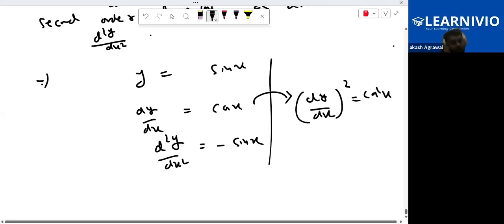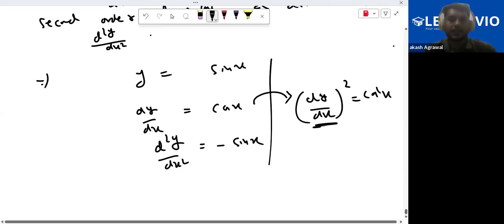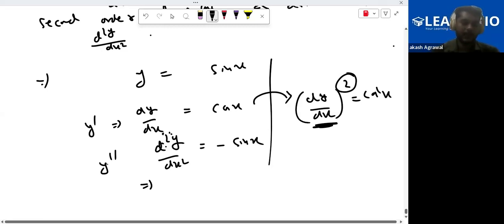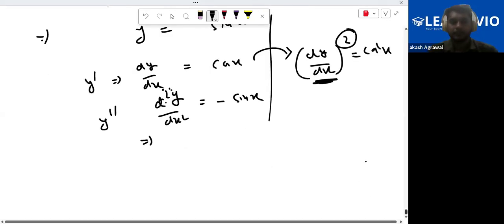So remember the difference between these two. One is double differentiation, or second order derivative, and the other is the square of first order differentiation. This two here is a power, this two here is a symbol. Please remember the difference. Sometimes dy by dx is also written as y dash, and this is y double dash. So we mean the same. Got it, everyone? Yes, sir.